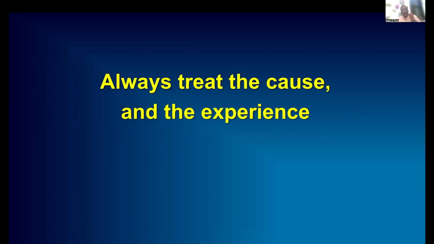And you and I always need to treat the cause, always, wherever possible. But we are going to talk about the pathophysiology and specific medications for specific situations in another series, which we had already discussed previously, where we will be discussing these pathophysiologies. But at the same time, as I told you, we always need to manage the experience of the patient.